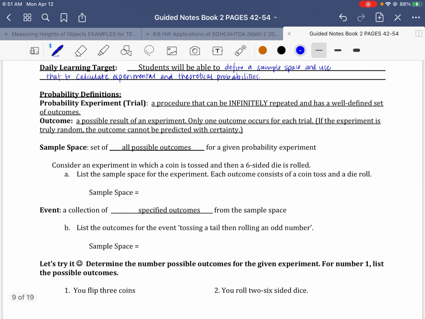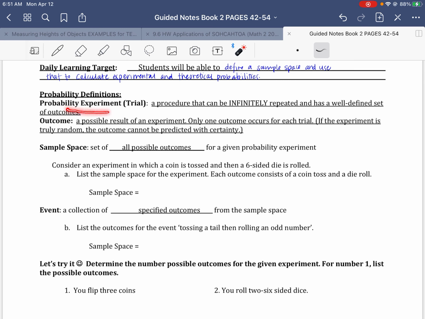The learning target today is that we will be able to define a sample space. So now we're actually going to talk about what is the sample space of a probability experiment, and then be able to calculate just the basic experimental and theoretical probabilities. So by the end of this lesson, we should know the difference between the two and how to calculate each. So let's talk about some definitions first. I've already filled them in on your paper.